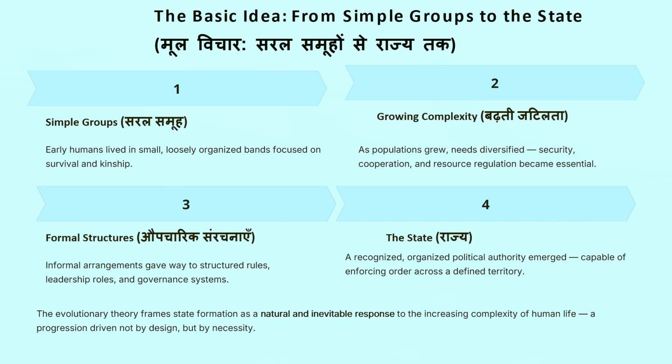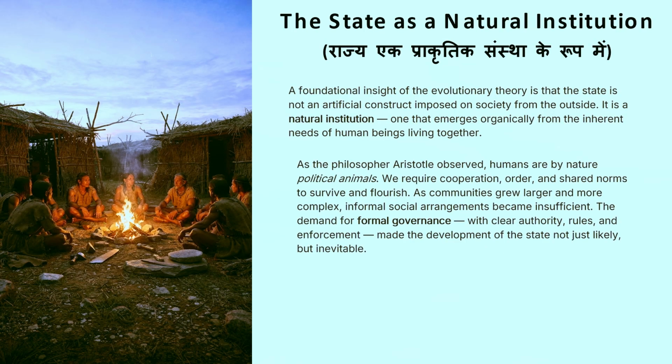Early human beings lived in simple and small groups. Over time, these groups became more organized and complex. As human needs increased, such as security, cooperation, and regulation, more structured forms of organization emerged, eventually leading to the formation of the state.